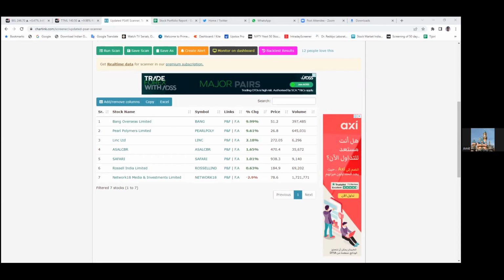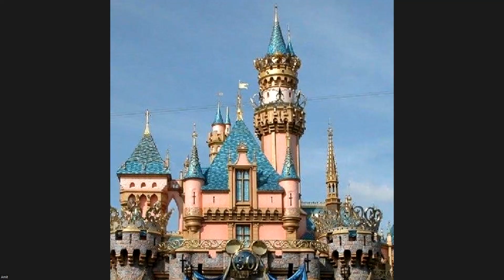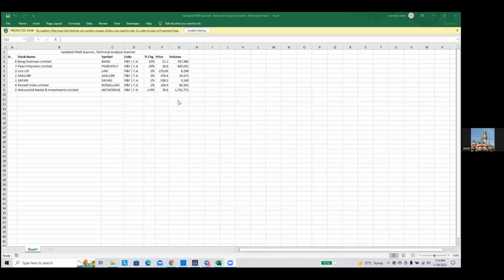Mantesh, only the scanner is visible, the charting scanner. How can I change this one so I can share all the screens? I think you have to share your desktop. Then there will be no problem. Yeah, that's right. Stop sharing. I will do it first. Visible, no? Okay.